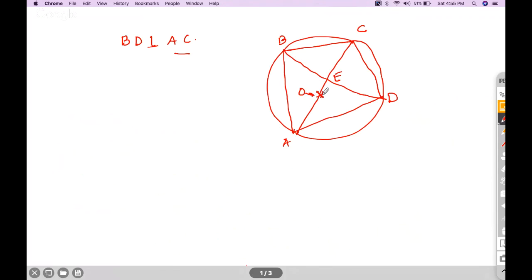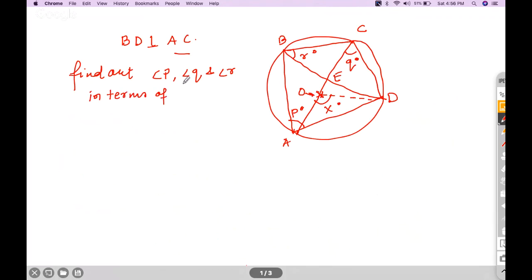This angle is X degrees. This angle is P degrees. This angle is R degrees. This angle is Q degrees. So you have to find out angle P, angle Q, and angle R in terms of angle X. And let me know once you are done.